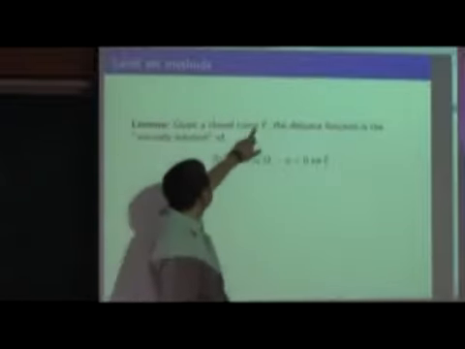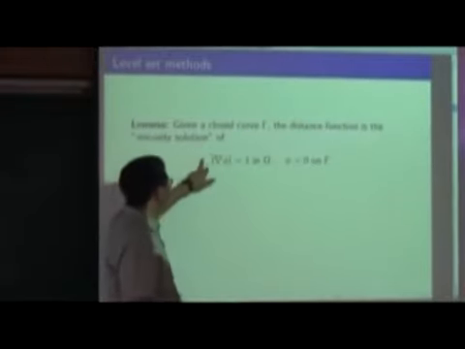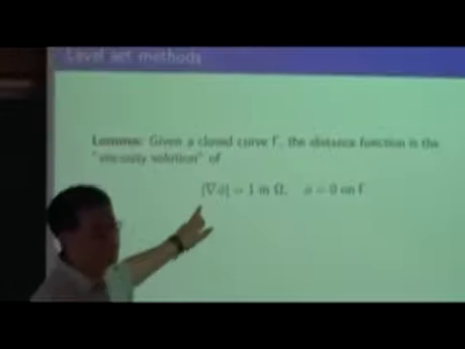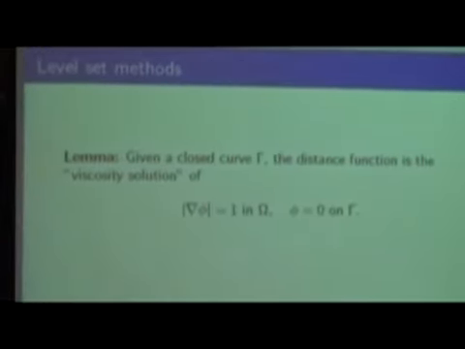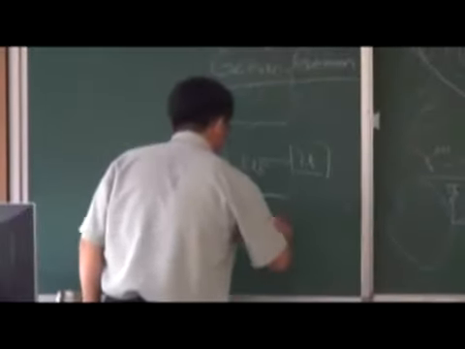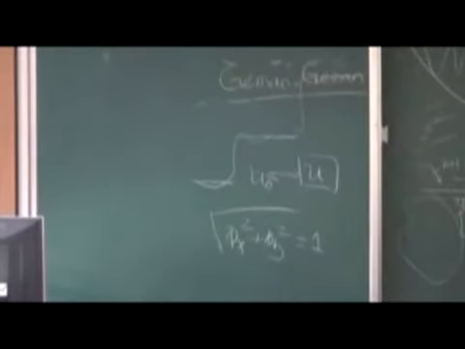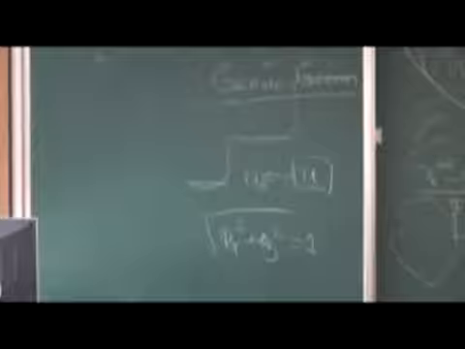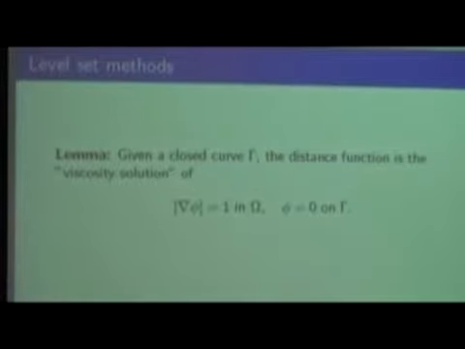So given a closed curve gamma, the distance function is a viscosity solution of this equation: phi x squared plus phi y squared equals 1. Mostly this gamma is given, with phi equal to 0 on it. In the rest of the region, you should satisfy this equation. The distance function is a viscosity solution for this equation.